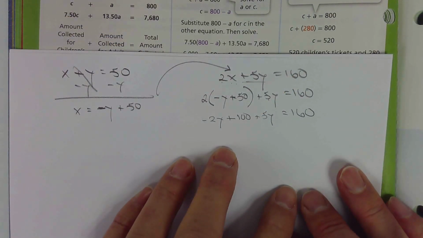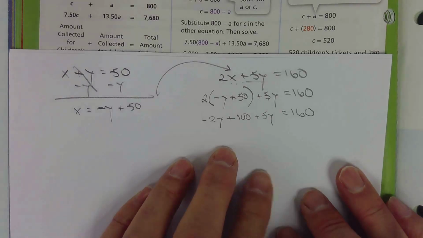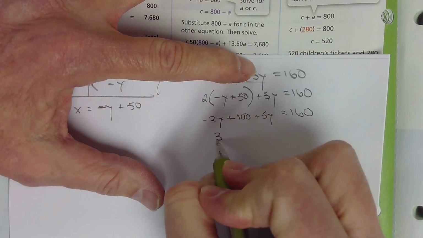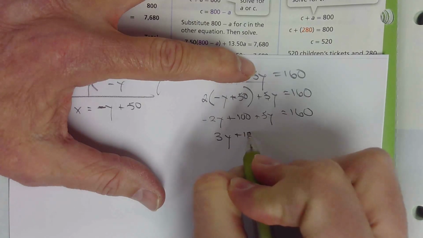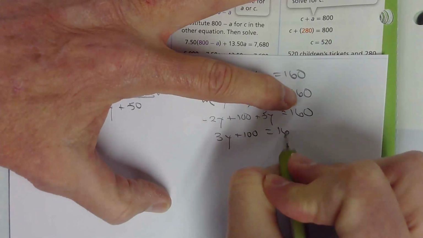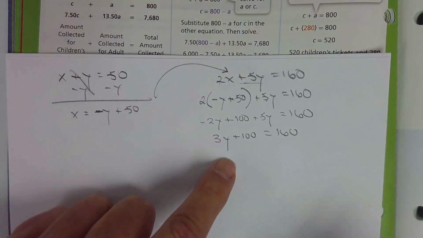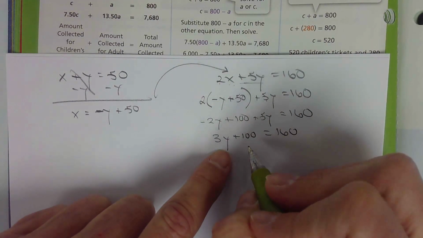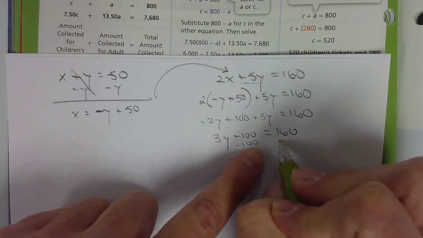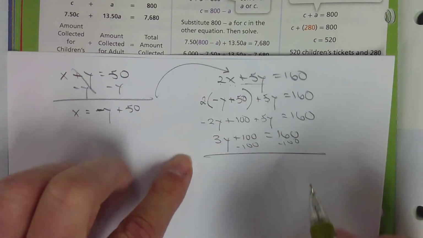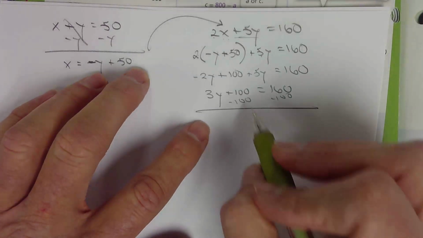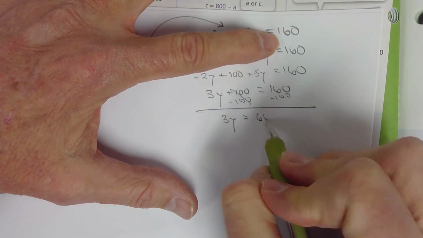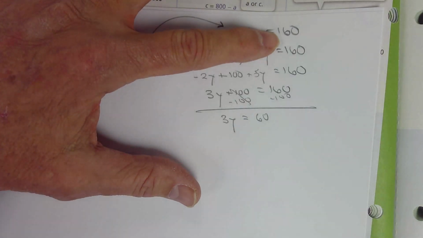Now, do you see any like terms we can work with? Yeah. What's a negative 2y plus 5y? 3y. So I have 3y plus 100 equals 160. Now what? Now subtract. I want to get y by itself because I want to figure out what y is. So I'll subtract 100, subtract 100. They cancel out, so I'm left with 3y equals what? 60. This should start looking pretty familiar.